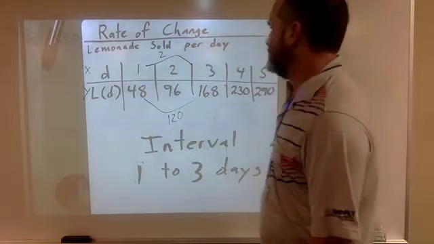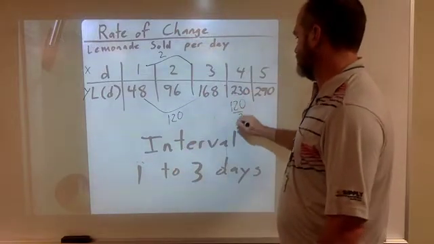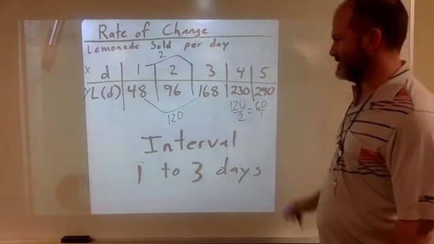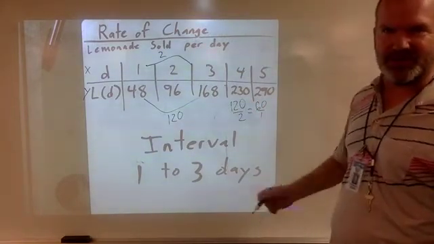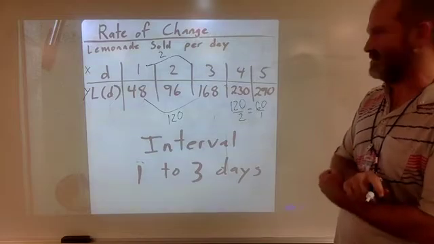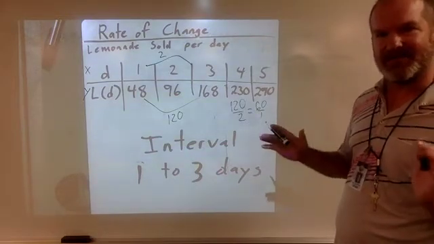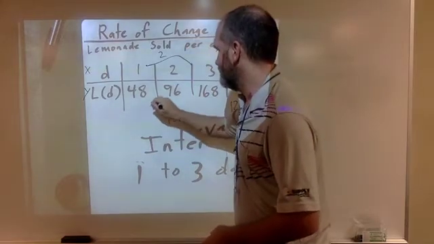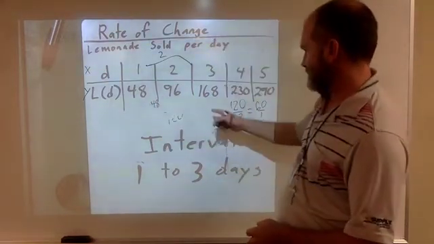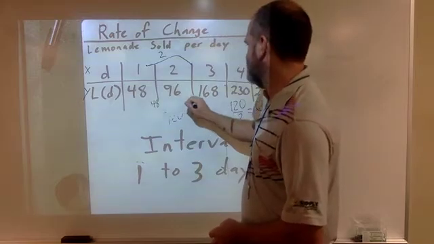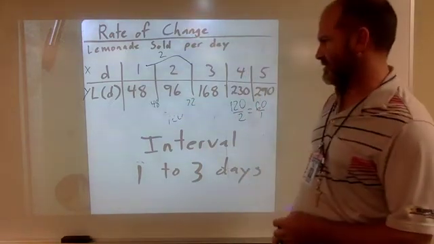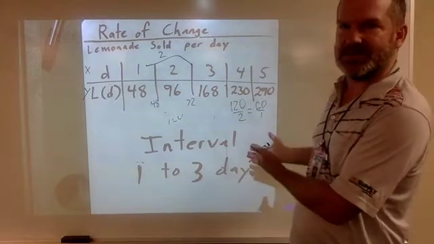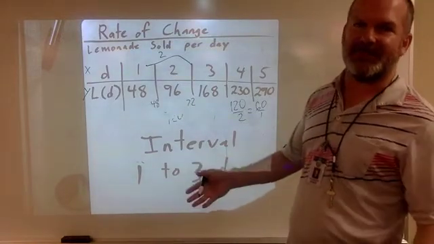120. So your rate of change is 120 over 2, and that does reduce real nicely to 60 over 1. 60 cups of lemonade per day is what you averaged for those 2 days. Now, it's just an average. You sold 48 the first day, and then you sold 72 the next day. So you didn't sell 60 in either day. But 60 is the answer, 60 per day, because it's the average rate of change.